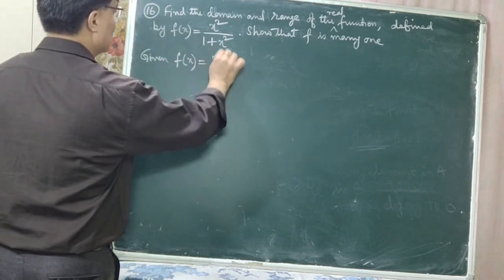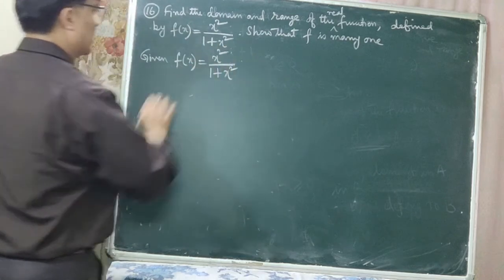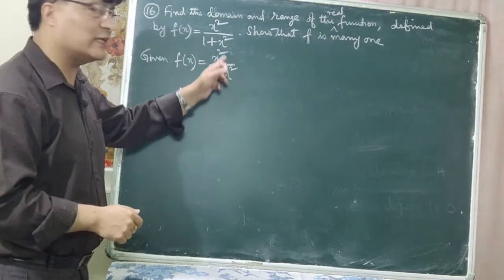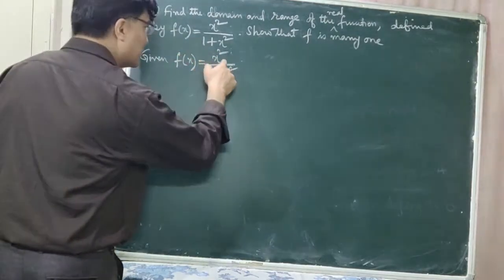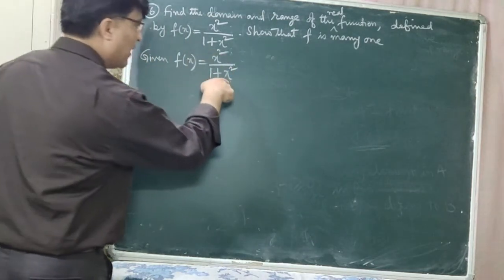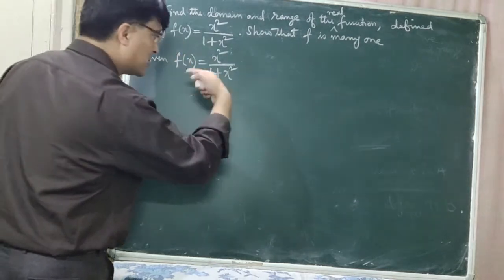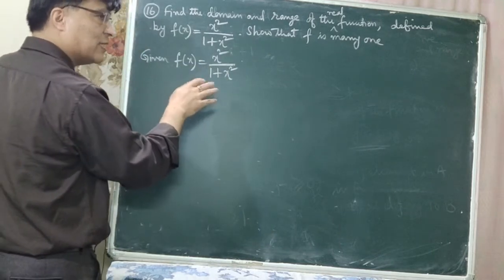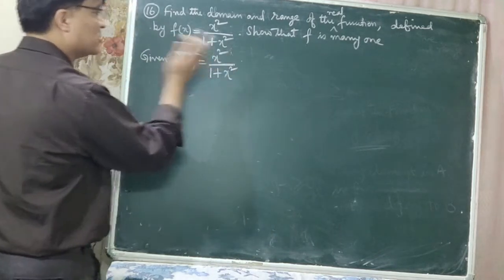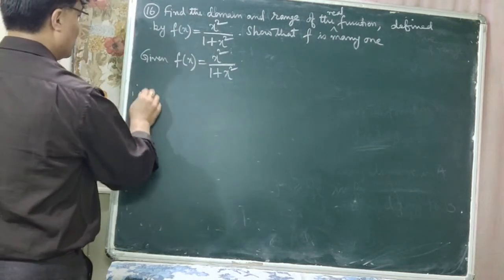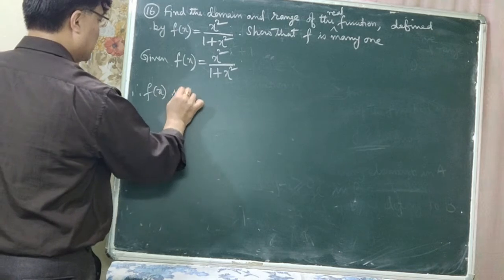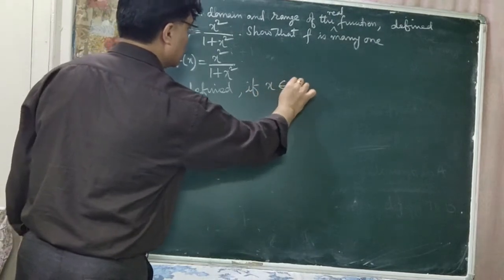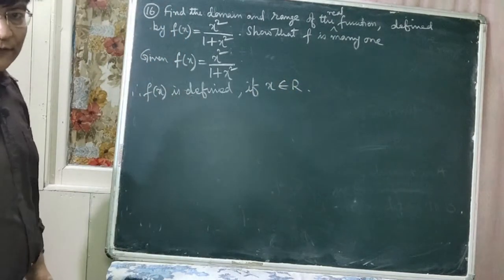f of x is equal to x square divided by 1 plus x square. So from the function itself we can see that all real values of x are defined here, isn't it? If you put any real value of x here, f of x is defined. If x is equal to 0, the value is 0. If you put x greater than 1, all real numbers, f of x will be defined. If x is less than 0, all real numbers are there, so f of x is always defined. Okay, so therefore f of x is defined if x belongs to the real numbers R, where R is the set of real numbers.